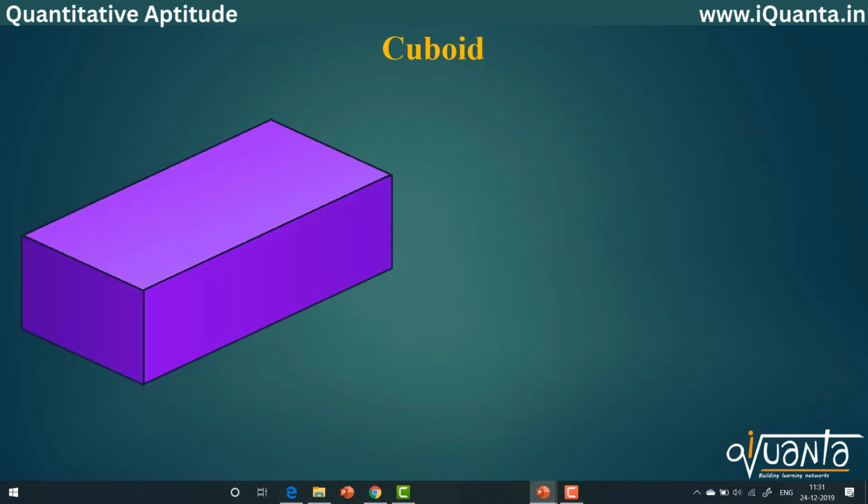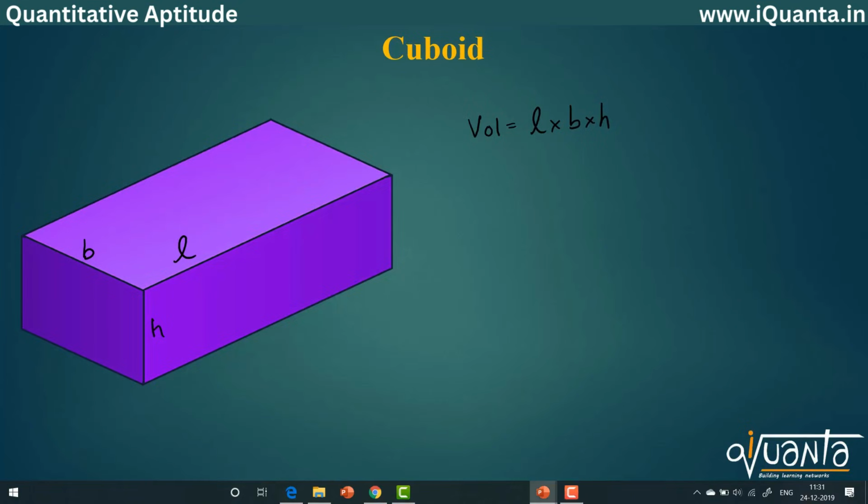Let's look into a cuboid now. So basically in a cuboid we have length, breadth and height. So this will be length, this will be breadth, this will be height. Volume of a cuboid will become length into breadth into height. A cuboid also has 6 faces. Opposite faces have equal area.